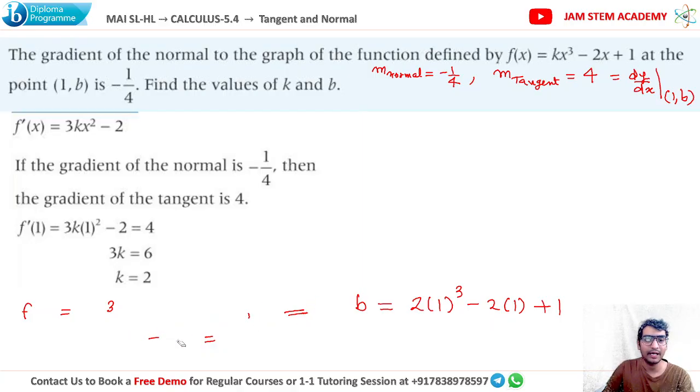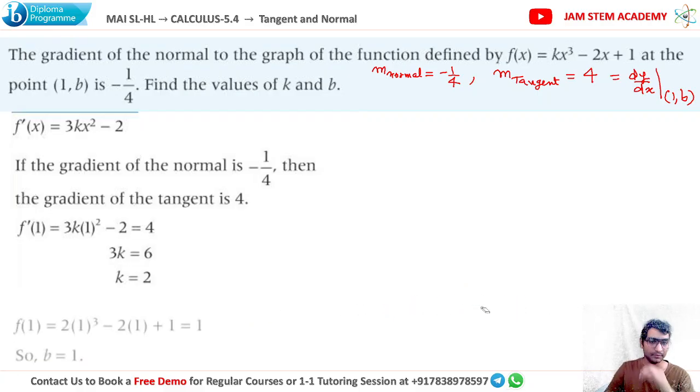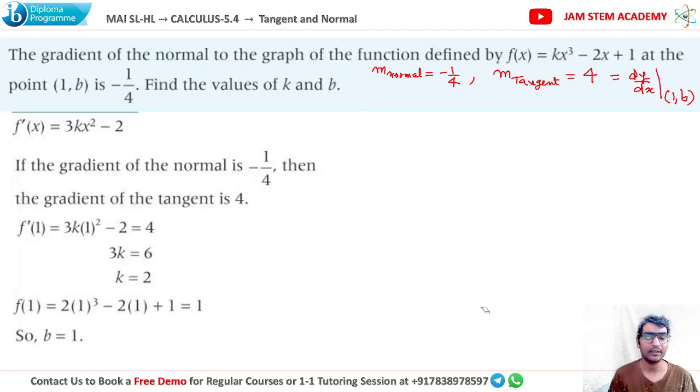Simply, we can get the values of both unknowns with the given information here. So let me show you. We are getting y equals b, x equals 1 gives me b value equals 1, and hence the values of both k and b are calculated.